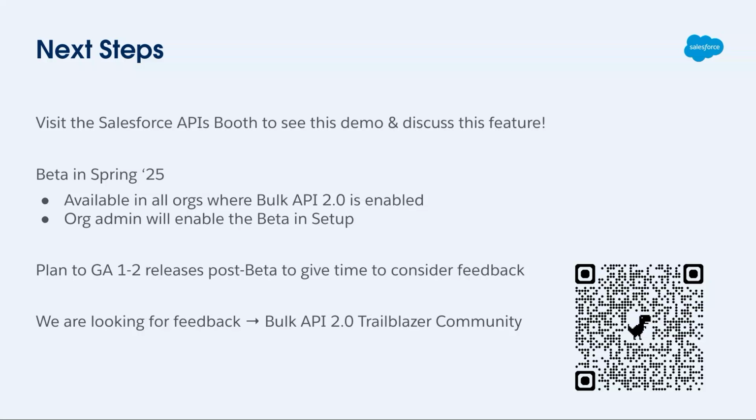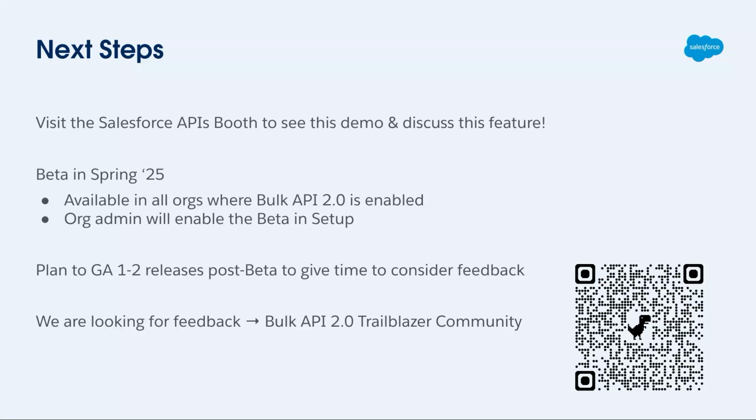As I mentioned, this is going to be a beta in the Spring 25 release, and it's going to be available in all orgs where Bulk API 2 is enabled. And the org admin will just go into setup, and there'll be a toggle, and they can enable the beta, and from that point on, Bulk API 2 will produce these events for you to use. And our plan is to GA this capability 1 to 2 releases after the beta. And so we want to have time to consider your feedback.